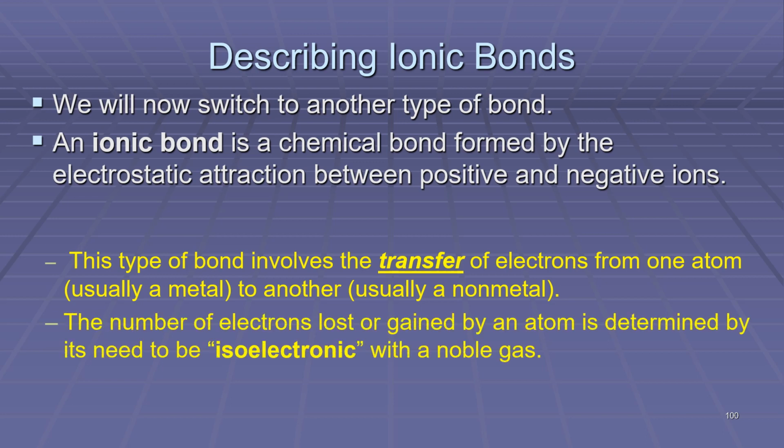Now, we already know how many electrons in general atoms gain or lose. And why do they lose that number? They're losing the number so that they can be isoelectronic to a noble gas. So sodium usually loses 1 because it has that 1 valence electron. Magnesium loses 2. Chlorine likes to gain 1, and so forth.